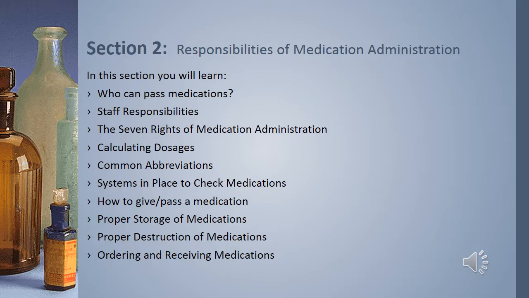This is now Section 2, Responsibilities of Medication Administration. Please turn to this section in your student handbook. In this section, you will learn who can pass medications, the staff responsibilities, the 7 rights of medication administration, calculating dosages, common abbreviations, systems in place to check medications, how to give or pass medication, proper storage of medications, proper destruction of medications, and ordering and receiving medications.